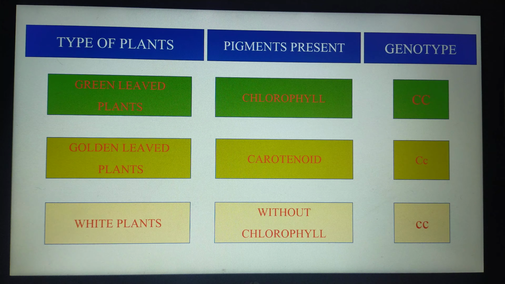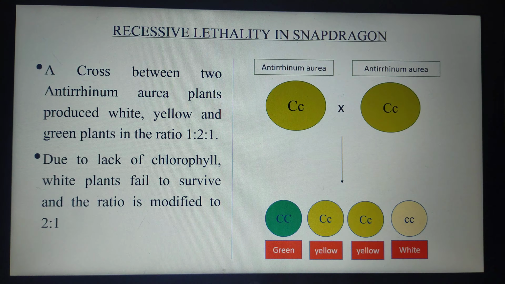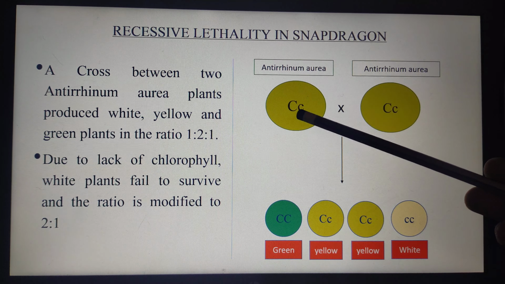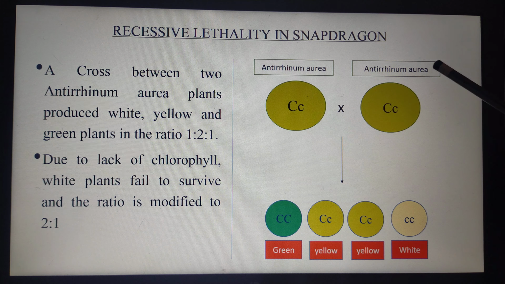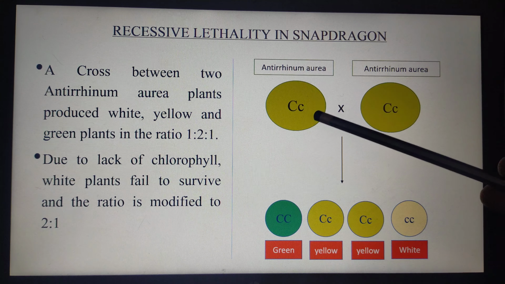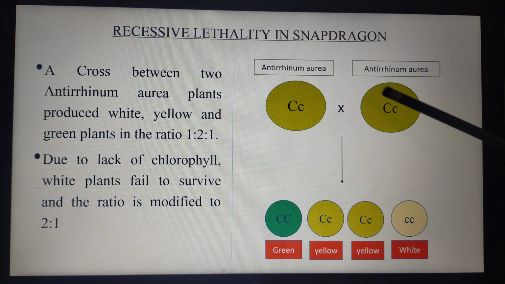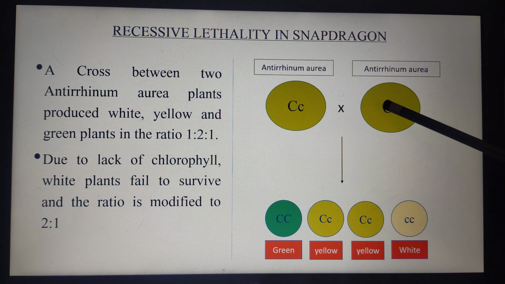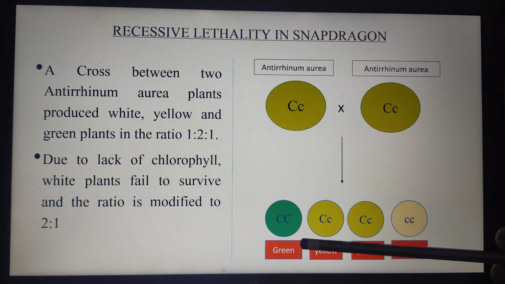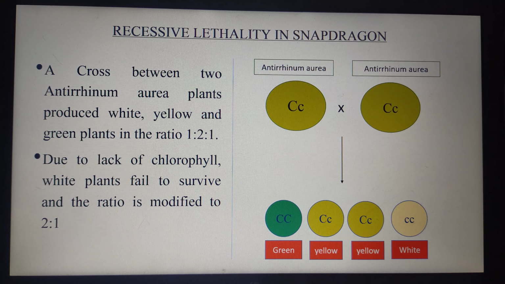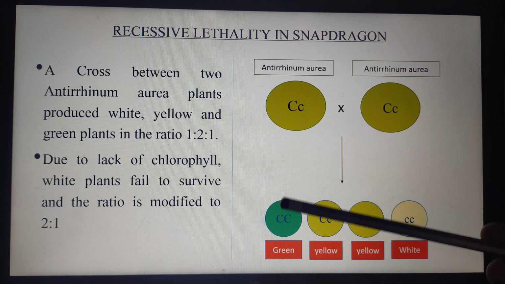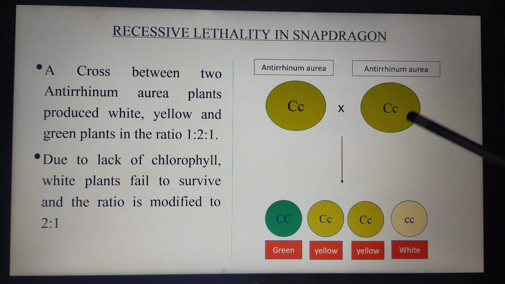And Erwin Baur crossed these plants. Two golden leaved Antirrhinum aurea plants were crossed, and the cross goes like this. This is the genotype of one Antirrhinum aurea, and this is the genotype of another Antirrhinum aurea. Both are Antirrhinum aurea plants, and they were crossed, right? As a result of this cross, we get three different types of plants. One is the normal plant. We have already discussed the monohybrid cross.